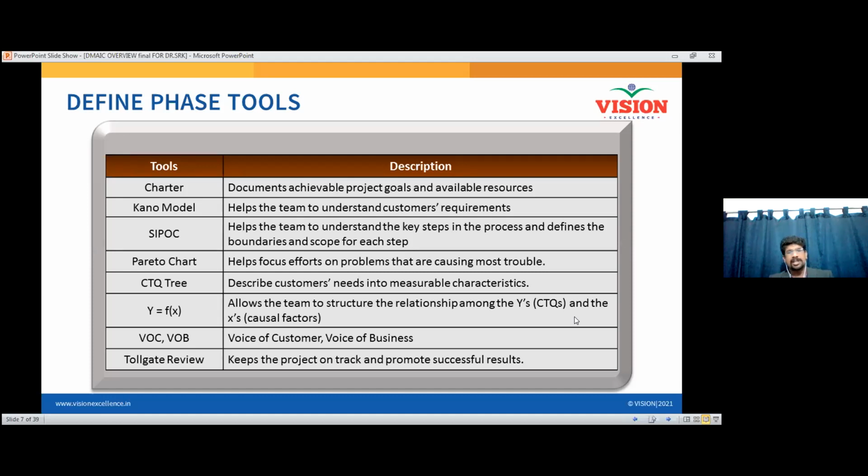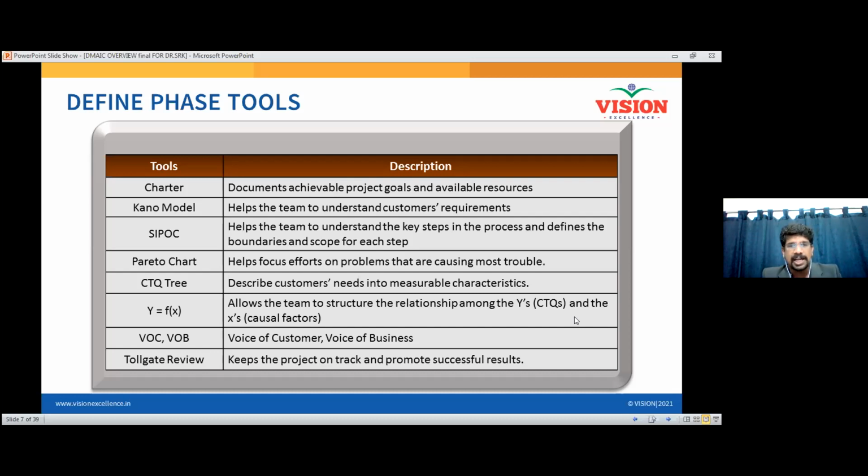So when it comes to the define phase, you are going to know about the Kano model. You are going to learn about the SIPOC, that is supplier, input, process, output, and customers. Then the Pareto chart, a wonderful tool. Tomorrow morning, I myself will be taking this particular chart. It will help you find out the exact trouble, where the trouble lies. I have 10 problems, and I have to choose which one to work on. This will help you to do that.